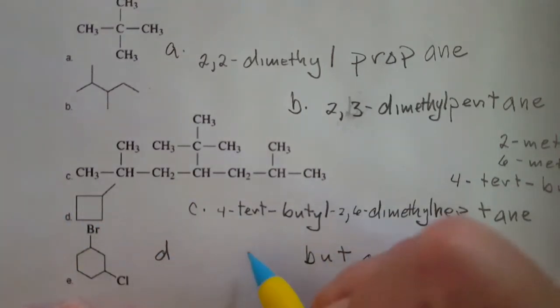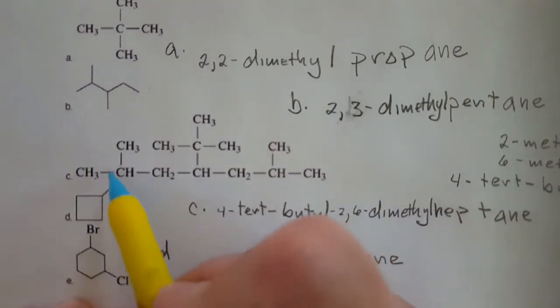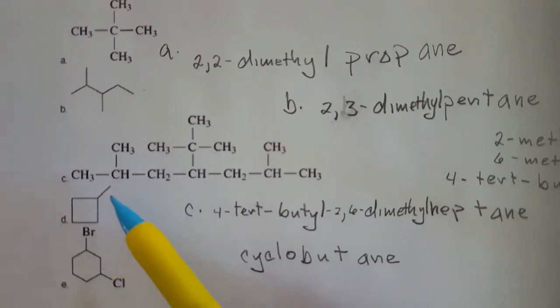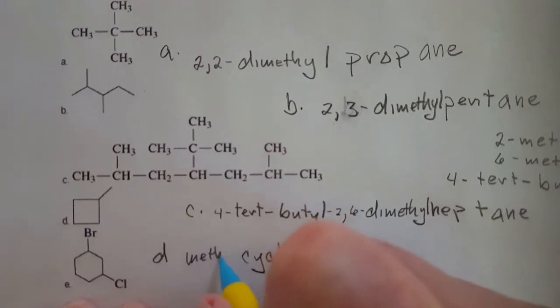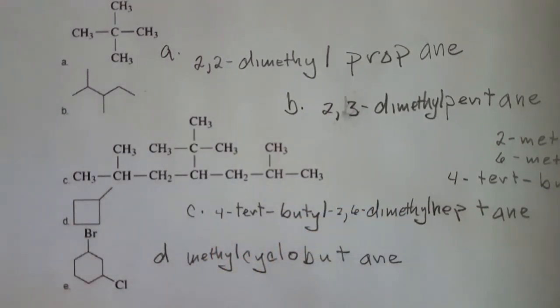It's cyclized, so it's cyclobutane. It's got a substituent group that's hanging off. So it's one substituent group. It could be on any corner. We need not designate a number. And that group is a methyl. So this is methylcyclobutane.